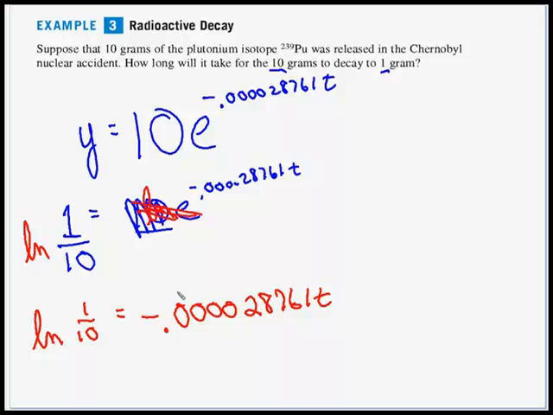And then we divide by that big negative decimal. And when you punch that into your handy calculator, you're going to get t is approximately 80,059 years.